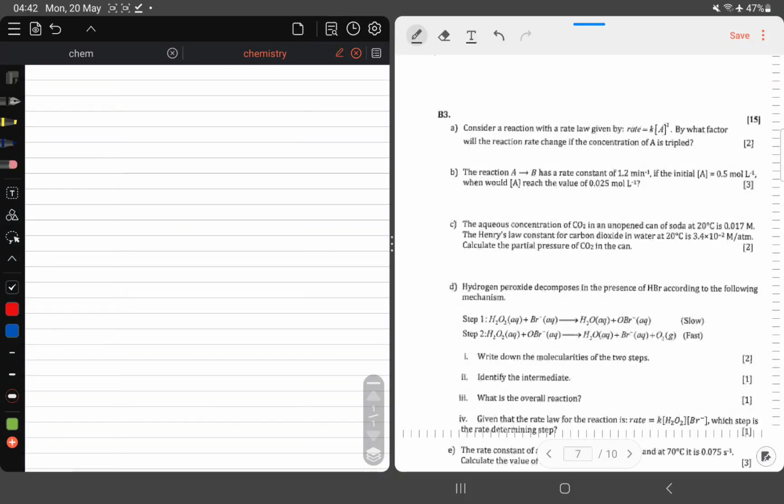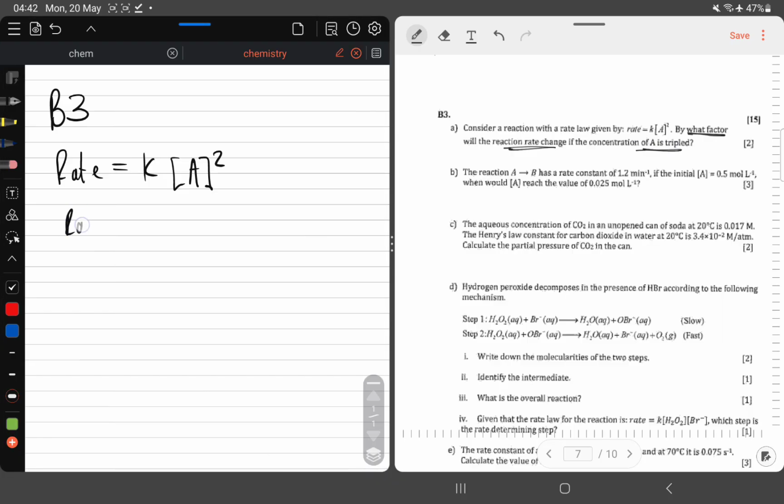So let's look at this one. We are looking at number B3 now, and it's saying consider a reaction with rate law. So here is our rate law. We have rate being equal to k, which is just a constant, then concentration of A squared. By what factor will the reaction rate change if concentration is tripled?